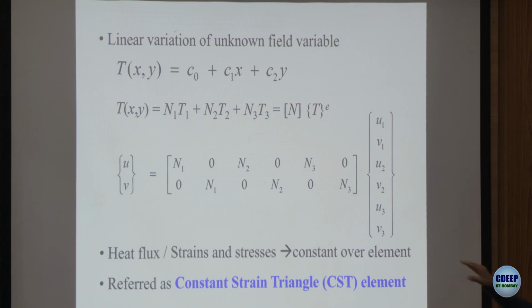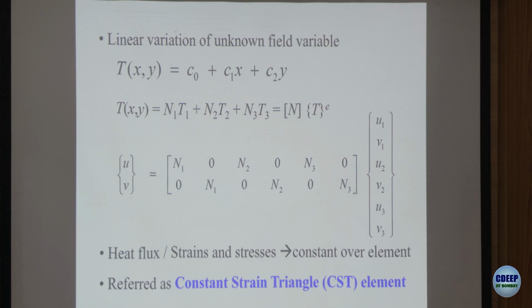So the way I have written it is the nodal variables u1, v1, u2, v2, u3, v3. If you have more complex elements and more number of nodes, more number of nodal variables, you can just list them down like that. So I am going to simply write it as a matrix N times the field variable at the nodal points. N is all shape functions. Okay, so this is how it would look like.